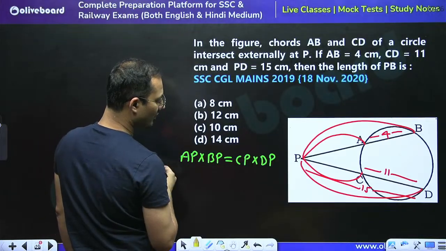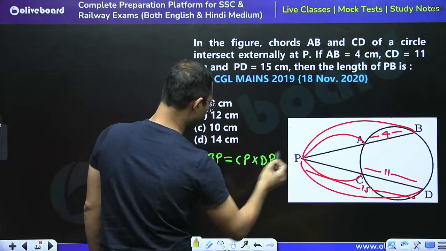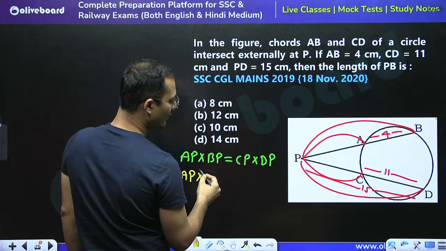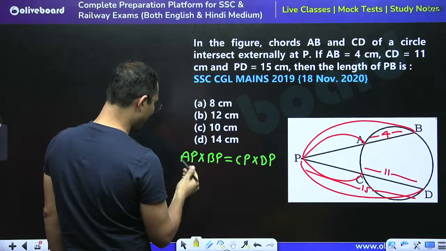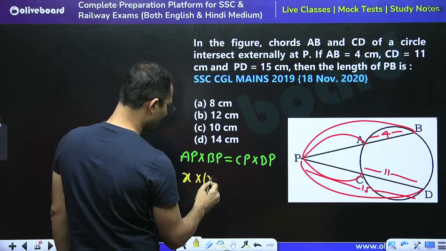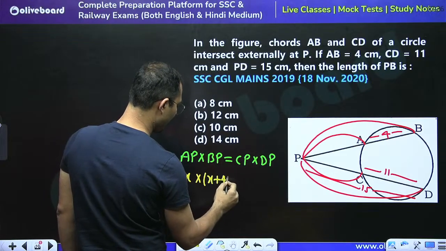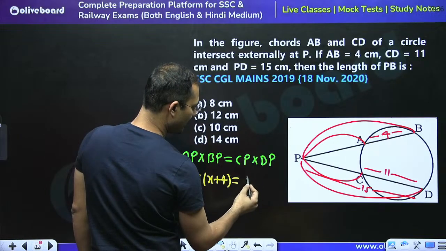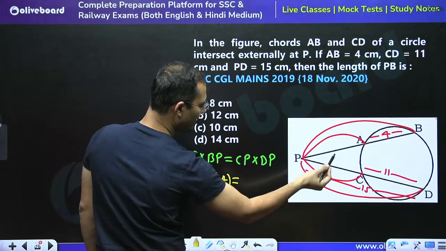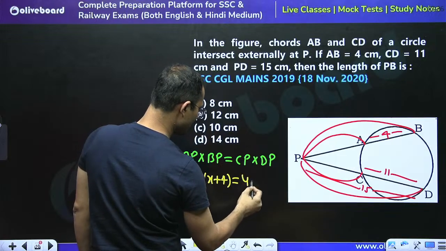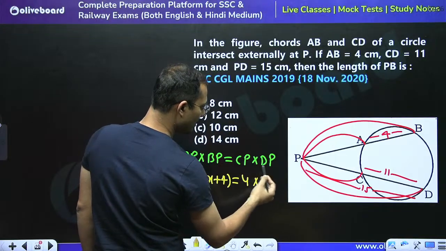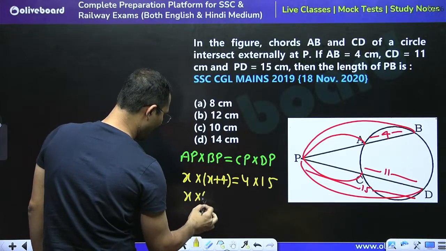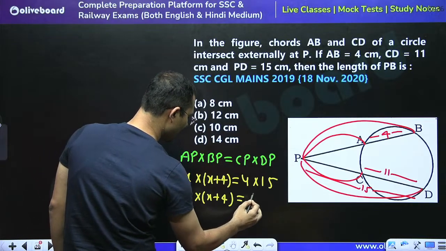Let AP be X. Then BP is X plus 4. CP is 15 minus 11, that is 4, and DP is 15. So simply we can say that X into X plus 4 is equal to 60.